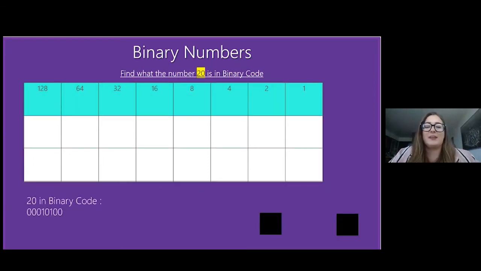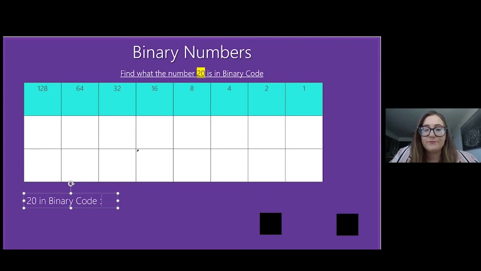Okay, so let's try another one. Amanda, you can help me with this one here. Find what the number 20 is in binary code. Obviously it's not going to be 128, so that's 0. Yep. 64 isn't going to divide into 20, so that's 0. 32 is 0. 16 will go in, that's 1. And it's going to leave behind 4, isn't it?